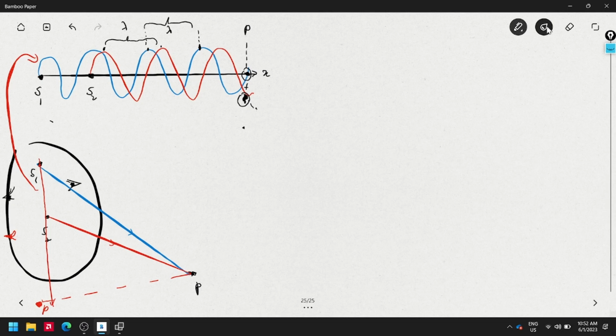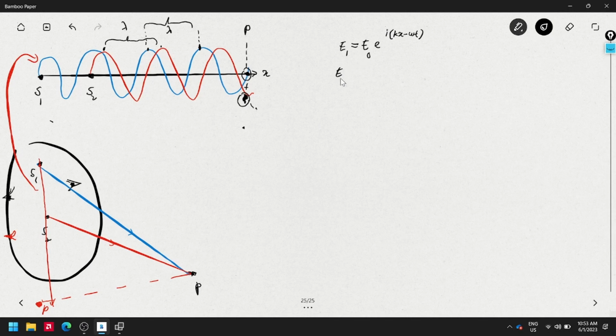So the wave function of my first light wave is given by E0 e^(-iωt). Of course we can write e^(i(kx - ωt)). So we should have plus over here.